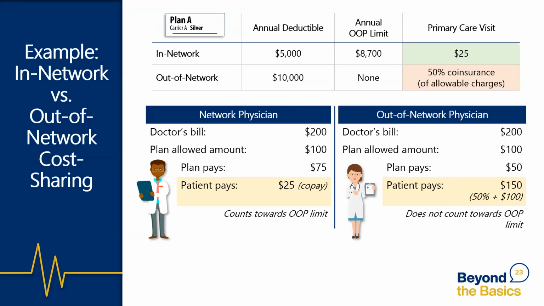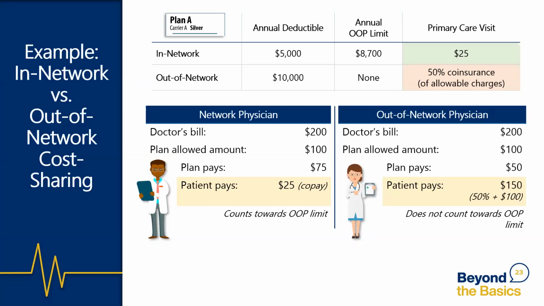Also important is the fact that the maximum out-of-pocket limit set by the federal government does not apply to out-of-network healthcare costs. Even though some plans may have an out-of-pocket limit for out-of-network services, that limit will be much higher than the in-network out-of-pocket limit, which is required to comply with federal standards. So in this example, this plan has separate deductibles for in-network and out-of-network services, and there's no out-of-pocket limit for out-of-network services, which means that the enrollee would not have a cap on how much they would pay in a year.